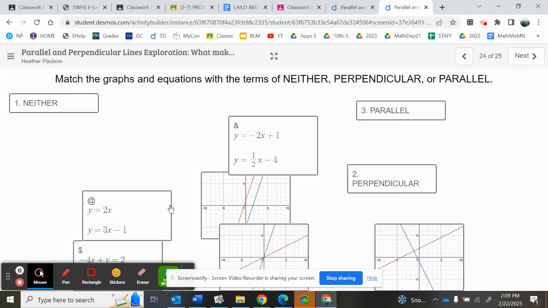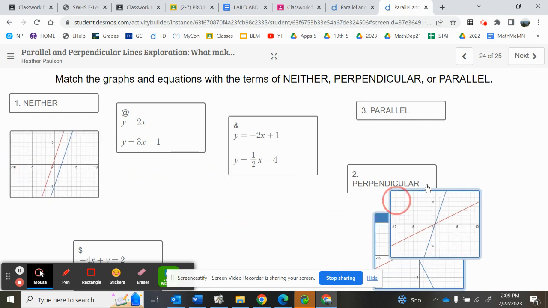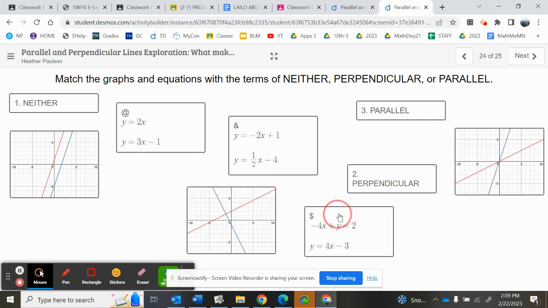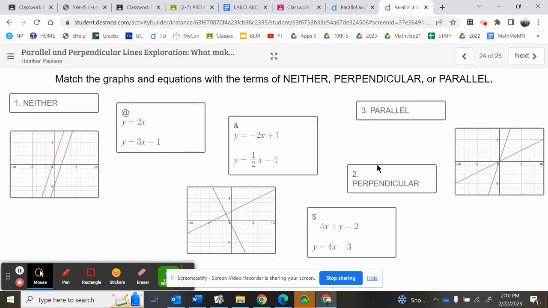And then match where you see parallel lines, perpendicular lines, or neither. Each pile will have a word, equations, and a graph. So you'll have 3 different piles with all those words.